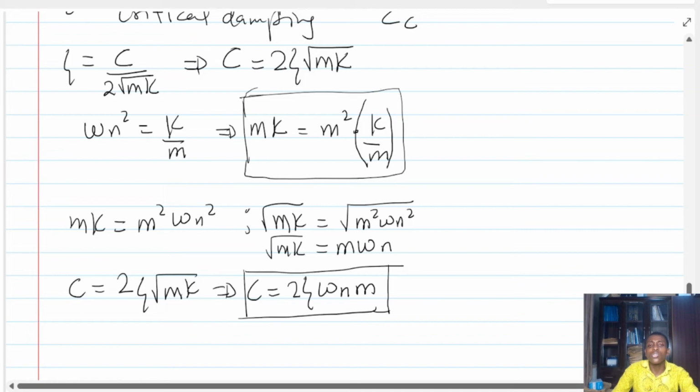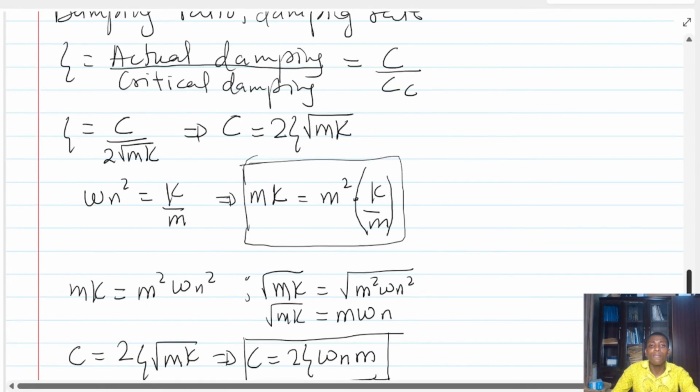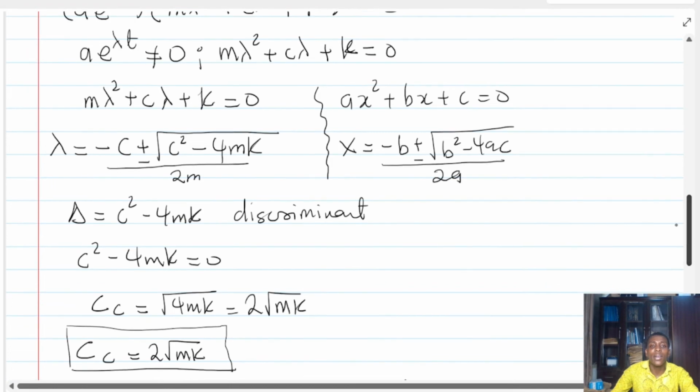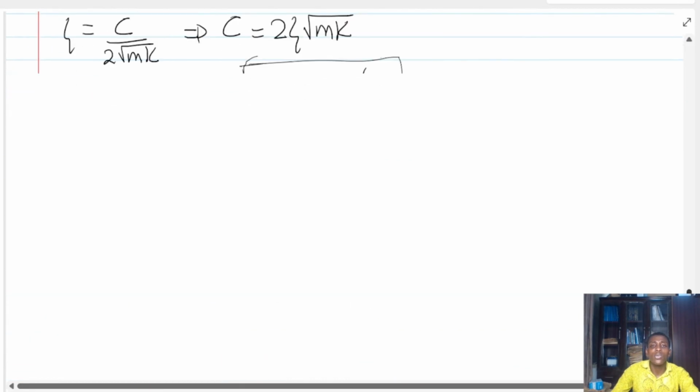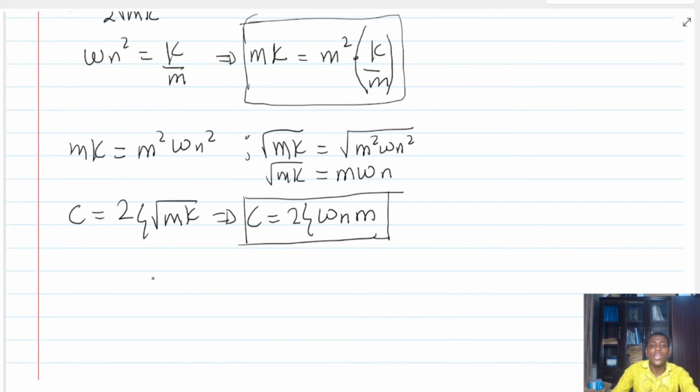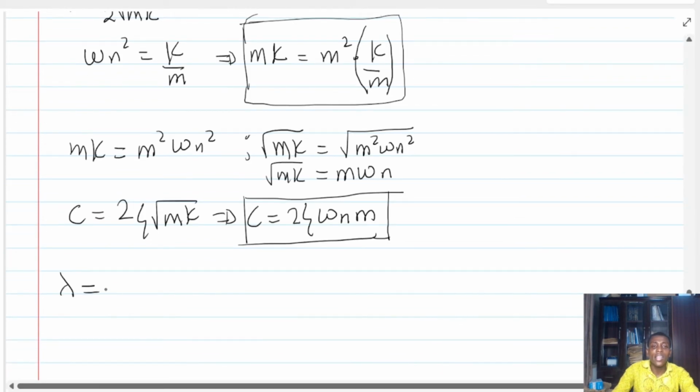All right. That is very good. So since I have c equals 2 zeta omega n times m, I'll come back. You see, I said that lambda was minus c plus or minus square root of c squared minus 4mk, divided by 2m. Okay, now I know c, so I'm going to put 2 zeta omega n m into it. Lambda is minus c plus or minus root of c squared minus 4mk. We are dividing all of this by 2m.